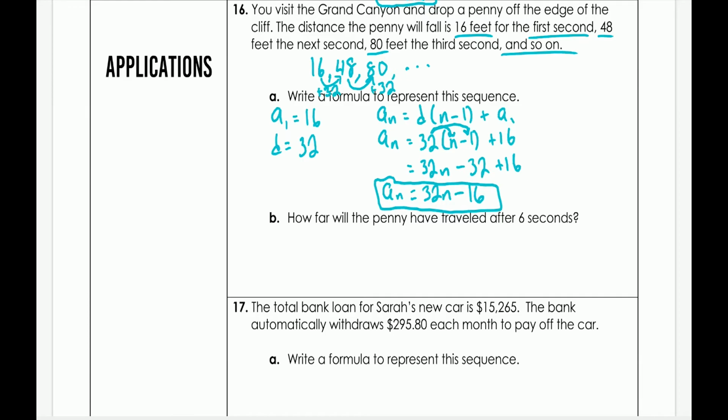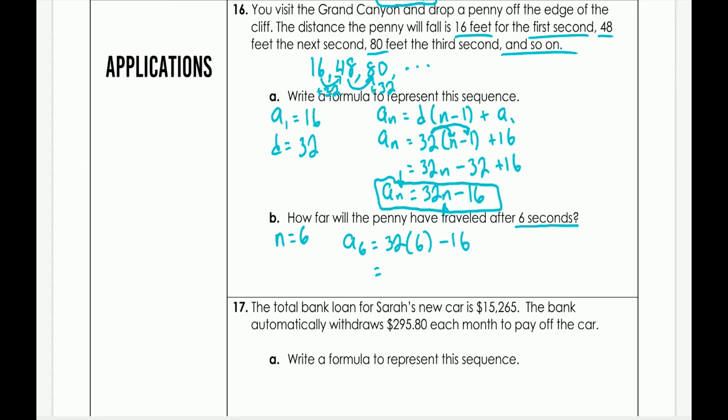How far will the penny have traveled after 6 seconds? So in other words, what is the sixth term in the sequence? In order to find the sixth term, we just have to say, well, what happens whenever n is equal to 6? So a sub 6 is equal to 32 times 6 minus 16. And just remember that the reason that the 6's are there is I went up here, used this formula, and replaced the n's with 6's. And now I'm going to evaluate this.